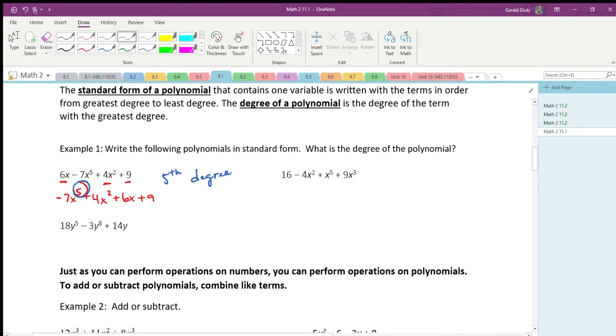So on this next one, we got to put in standard form. So I'm going to look for the biggest exponent, which is 5. Next biggest is 3, so plus 9x to the 3rd. And then next one is 2, so minus 4x squared and plus 16. So this highest exponent is 5, so that means, again, we have the 5th degree.